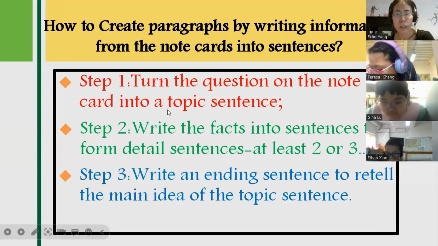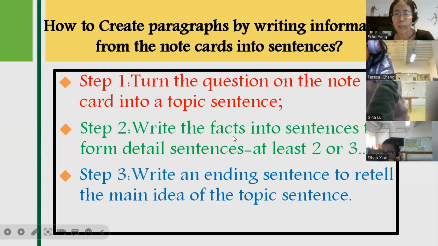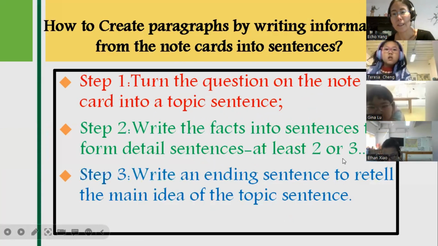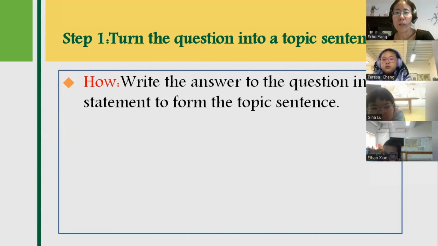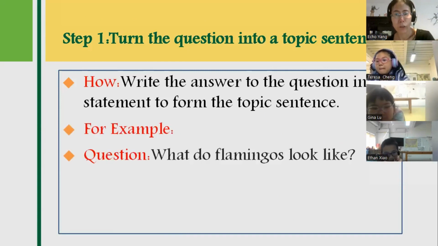So first, she turned the question on the note card into a topic sentence. And then she wrote the facts into sentences to form detailed sentences. So she included at least 3 detailed sentences. And step 3, write an ending sentence to retell the main idea of the topic sentence. So this is step 1. So we need to change the question into a statement to form the topic sentence.